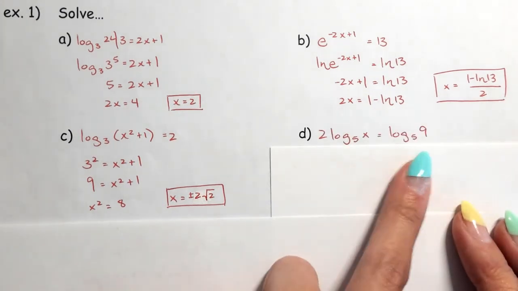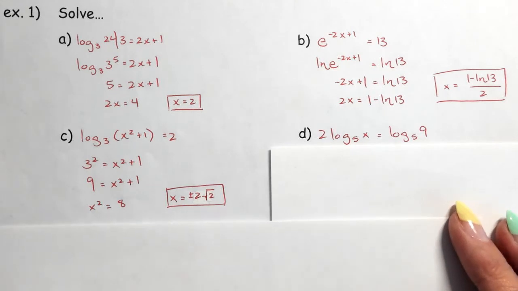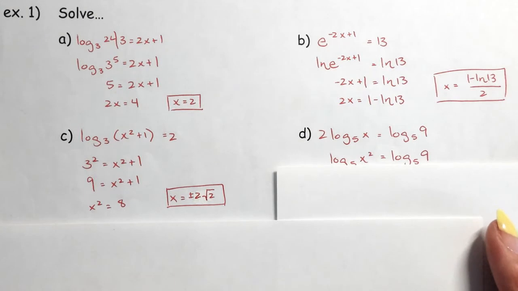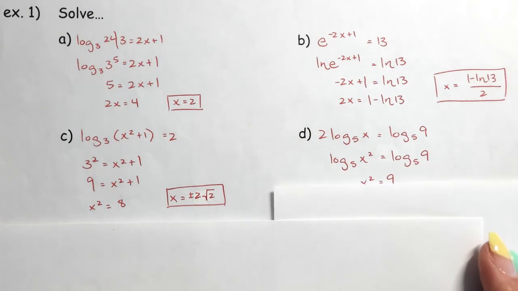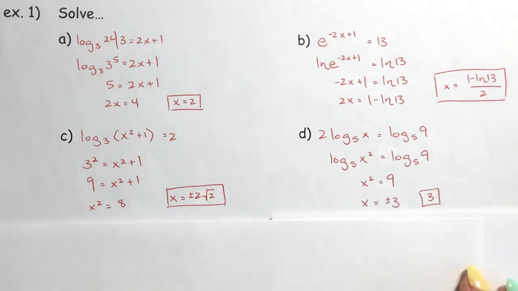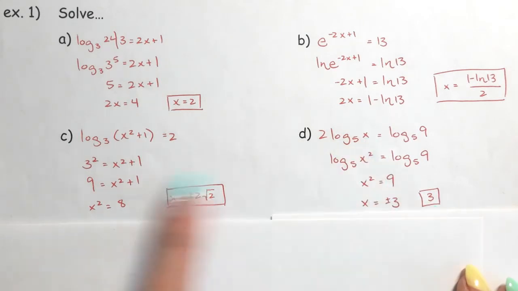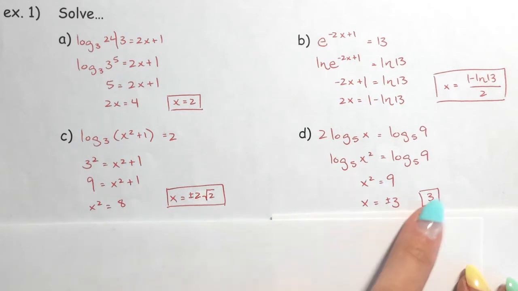Right here, something like this. What are you going to do first? Do not do 5 to the power first. You have to make the log all by itself. So move that 2. And then now you can do x squared equals 9, x equals plus or minus 3. But if we plug in a negative 3, notice I'm checking it, that wouldn't work because you cannot have a negative here. So it's just positive 3. This one was plus or minus; this one is just the positive version.